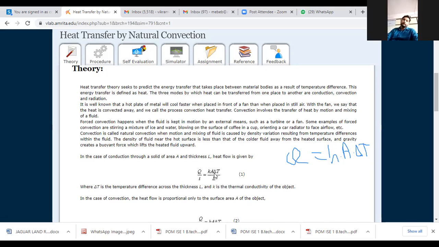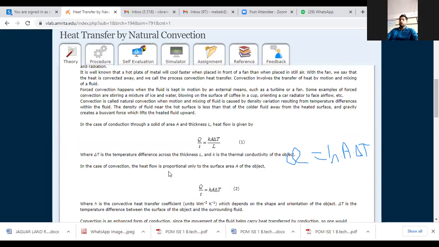the formula k multiplied by A multiplied by delta T divided by L, where k is the thermal conductivity of a material. As we have discussed, this k or thermal conductivity is a property of a substance, and for a particular substance, with a particular composition and environmental condition, the k value does not differ. A is the perpendicular surface area, delta T is the temperature difference between the two surfaces, and L is the thickness of that particular body or surface.